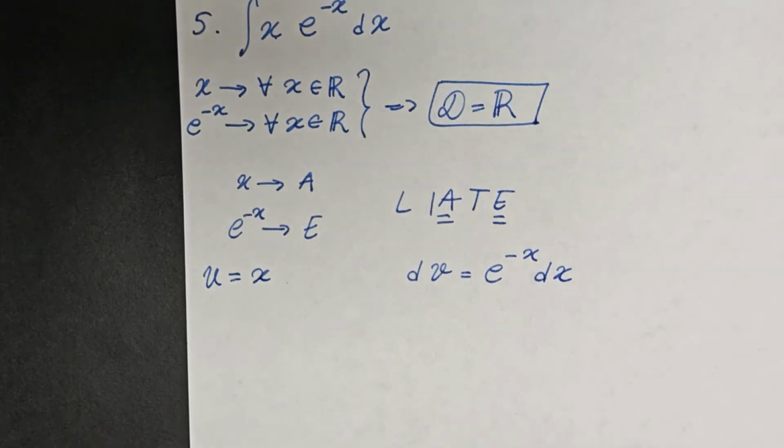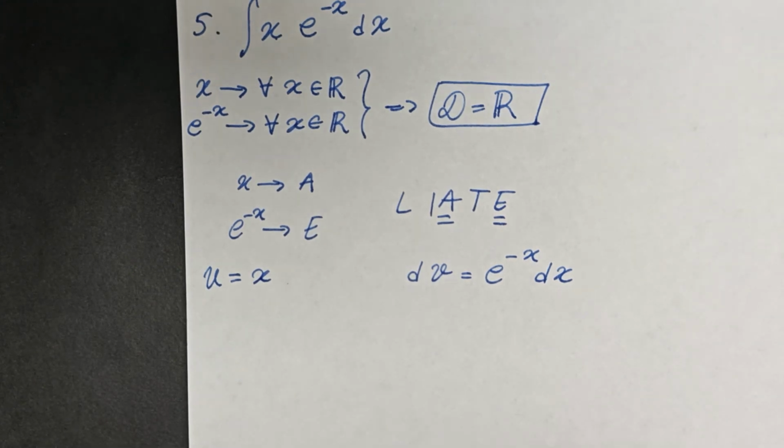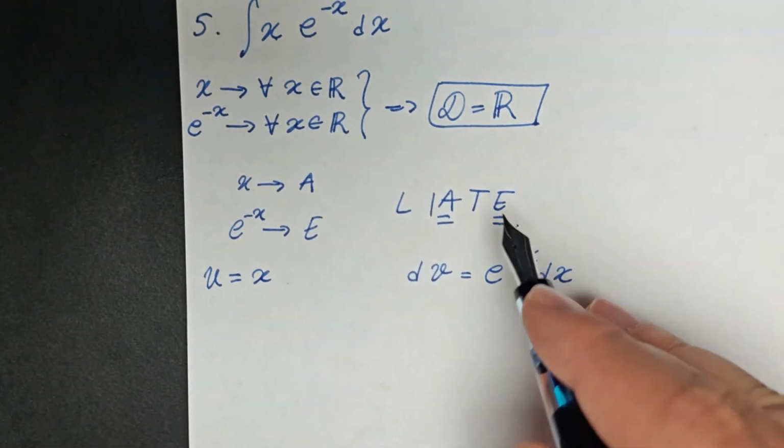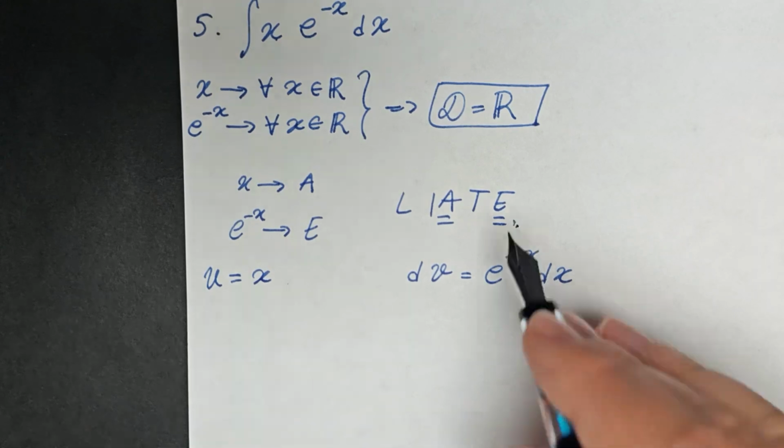Remember at this point, because we are using LIATE often, that it is just an acronym. It's a mnemonic technique, nothing more than that. It is used so we can remember what we can use for u and what should be dv. This is not a mathematical rule, it is just a mnemonic technique.